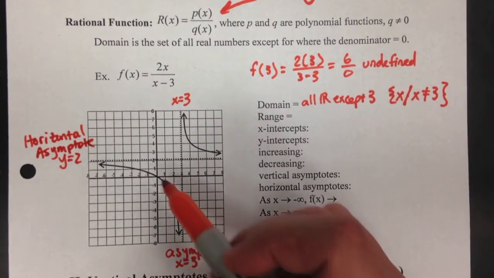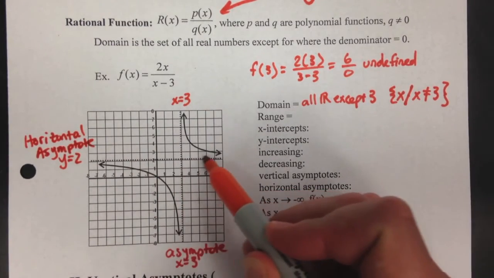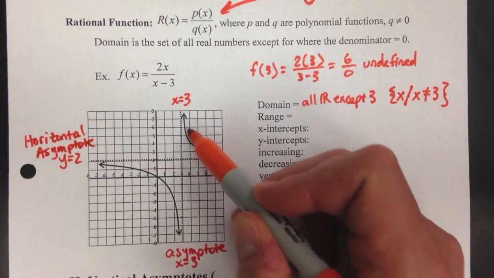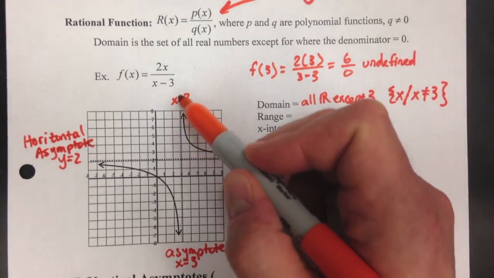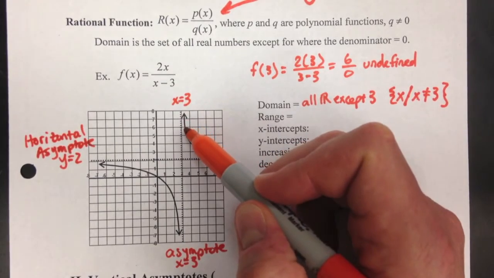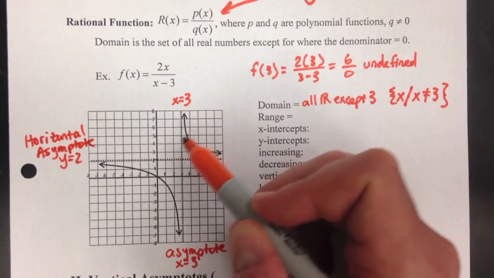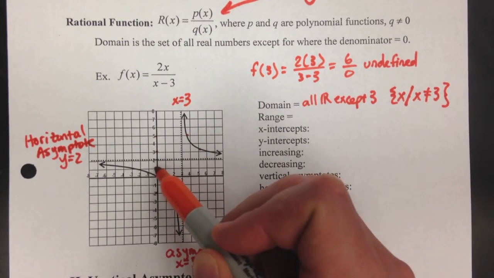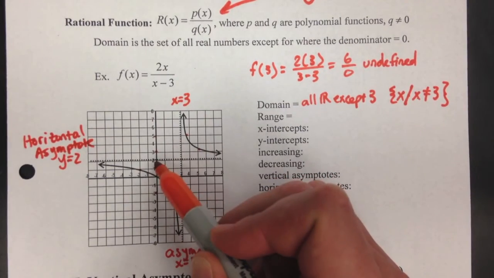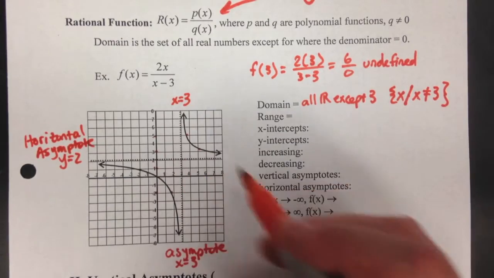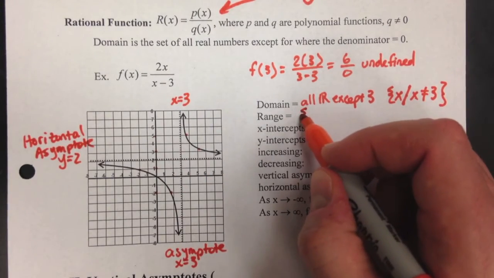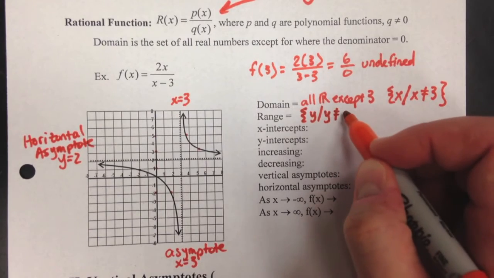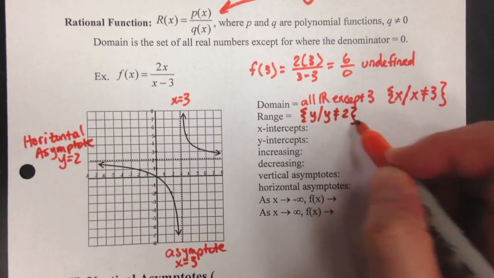So what happens is we're never actually going to get the y value to be 2. Above the asymptote, you'll notice that this graph is going to keep going up. So for the range, any y value will give you a point on the graph except when y is equal to 2. So the range, we're going to say the set of y's such that y is not equal to 2.